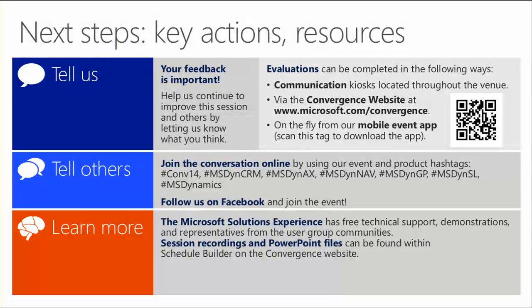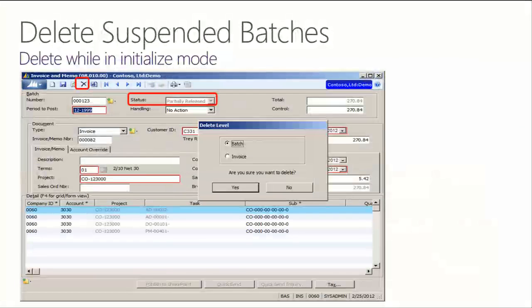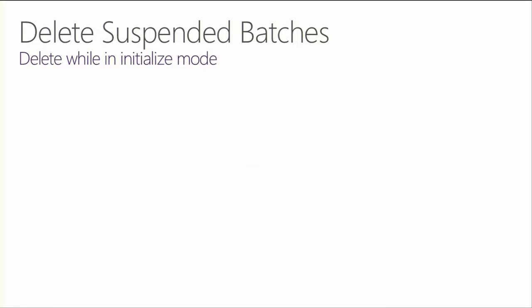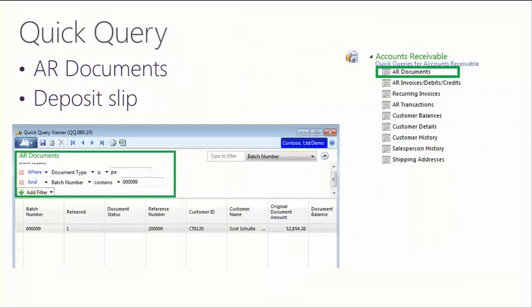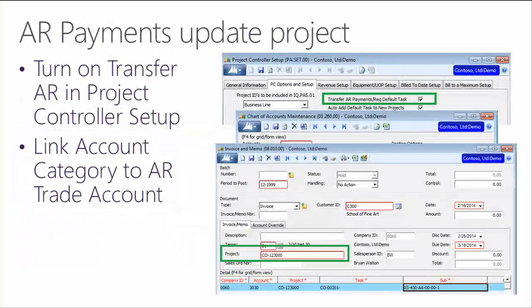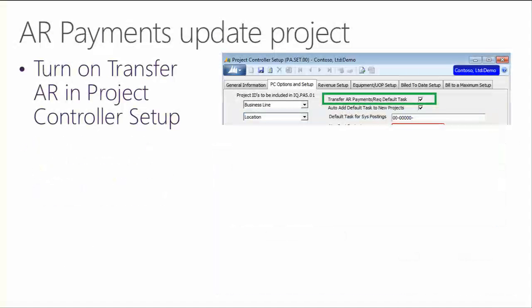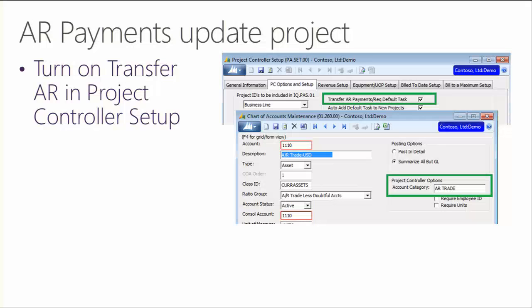Payment for project, how does that work? Do you put a category to it? Yeah, let me go back to it. I thought I was out of time, so I just kind of went quickly. Yeah, so there's really multiple steps. First, we have to check the box that we want to transfer payments to project. That's in Project Controller Setup. The second thing is we need to link an account category to our AR account in the chart of accounts. So the AR trade account category, whatever you want it called.